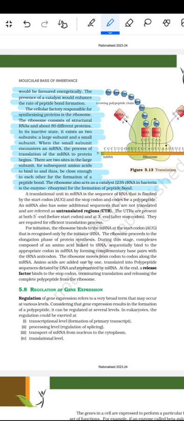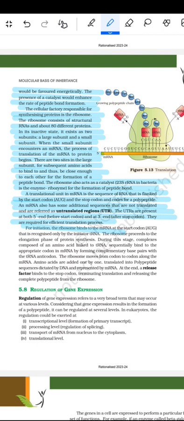The ribosome also acts as a catalyst: 23S rRNA in bacteria is the enzyme ribosomal RNA for the formation of the peptide bond. A translational unit in mRNA is the sequence of RNA that is flanked by the start codon AUG and the stop codon, and it encodes a polypeptide. An mRNA also has some additional sequences that are not translated, referred to as untranslated regions, UTR. The UTRs are present at both the 5' end, before the start codon, and the 3' end, after the stop codon. They are required for efficient translation.